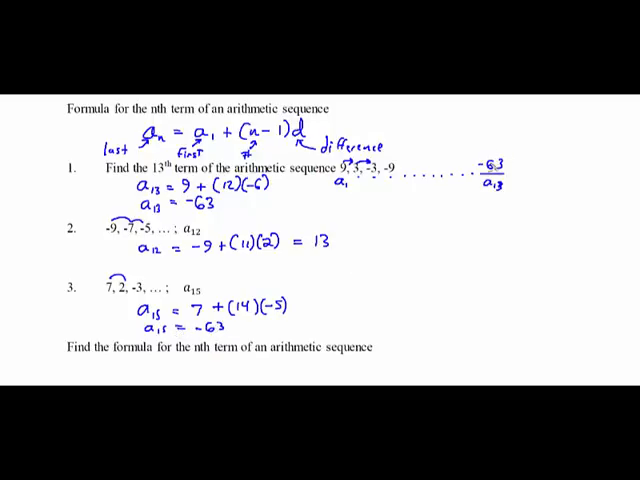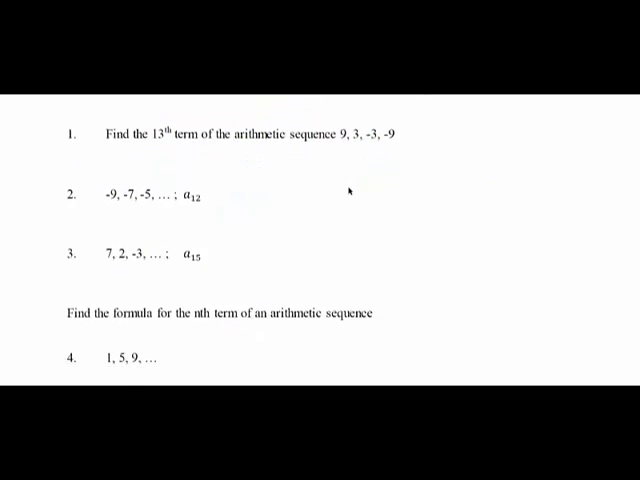It is a coincidence that these two numbers are the same for problems 1 and 3. But if I wrote out my 12 next terms, the 12th term after these three, or the 15th term, would be negative 63. All right, problem number 4.